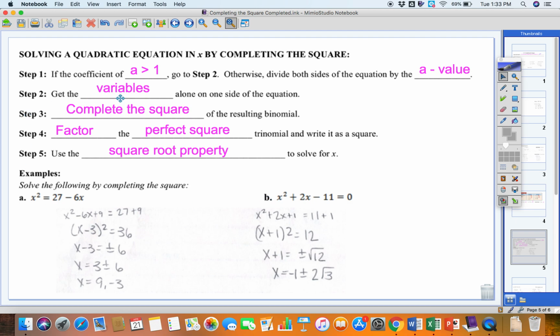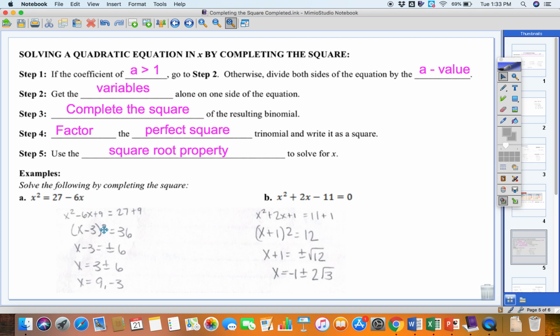Then you want to get the variables alone on one side of the equation. We're going to complete the square of the resulting binomial, factor the perfect square trinomial and write it as a square, and then use the square root property to solve for x. So here, the a value is 1, so we're going to move on. We're going to get all of our variables on the same side.